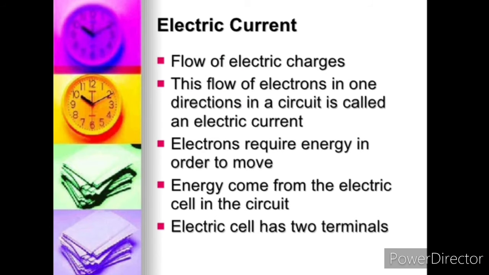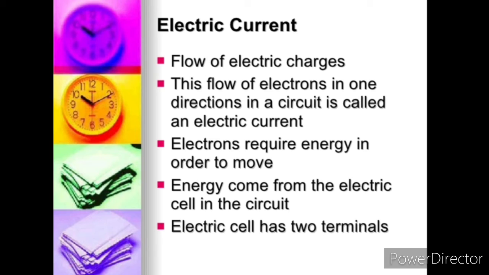And electric current. What is electric current? It is a flow of electric charge, and that electric charge is electrons. And these electrons flow only in one direction. And how do these electrons flow? These electrons need energy to move from one place to another.